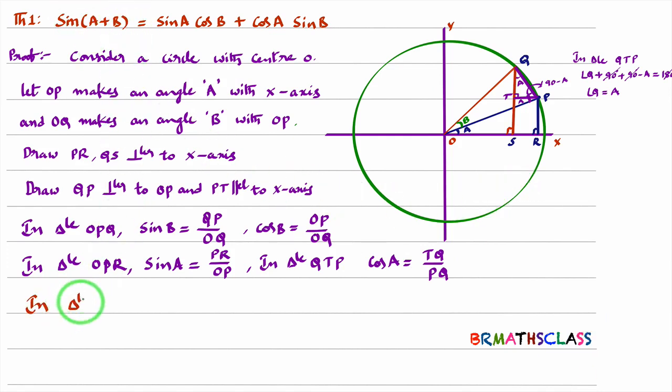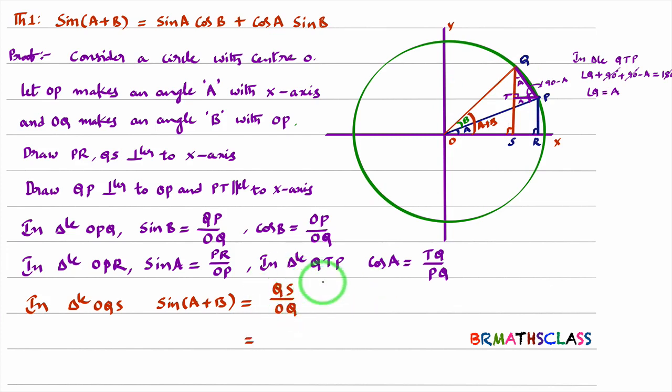You observe this triangle OQS. What about this full angle? What do you say about this full angle? This full angle is A plus B, correct? In this triangle OQS, I'll write what is the sin A plus B formula. Opposite to angle A plus B divided by hypotenuse. This is the side opposite to angle A plus B. That is QS divided by hypotenuse. What is hypotenuse? Hypotenuse is OQ.